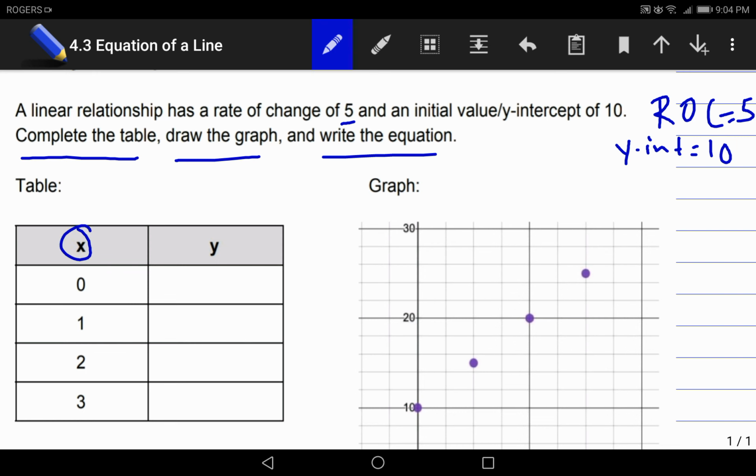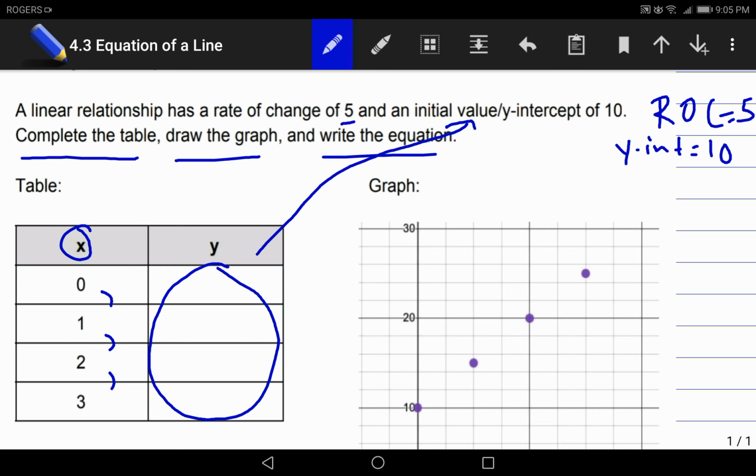I just wrote out 0, 1, 2, 3. I could have picked any other ones. I could have picked 0, 2, 4, 6 or 0, 5, 10, 15. It doesn't matter what you pick for x. I mean, to make it easier on yourself, go by ones. See how I went by ones here? I went 0, 1, 2, 3. That's just going to make it easier for yourself. But now we need to figure out what our y values are going to be based on this information given.